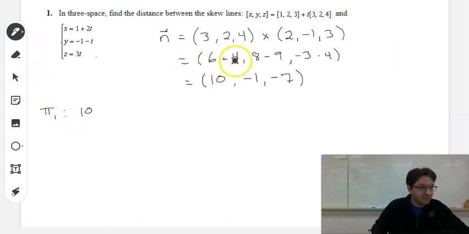Okay, so that was a good question. Yeah, you can use it in the different directions, in the different spots, and you would just get all these multiplied by -1. Doesn't matter which one you use. So we get 10x minus y minus 7z plus d equals 0.